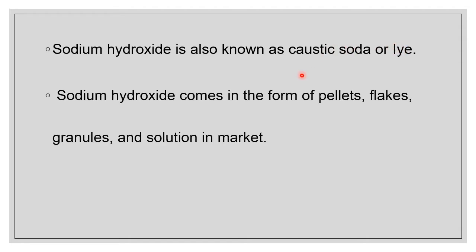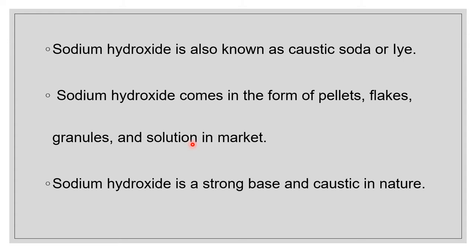Sodium hydroxide comes in the form of pellets, like a bar shape, or flakes like our corn flakes, you have seen that shape, or granules, small drops, and in terms of solution also in the market. So it is available in different forms in the market. Whichever form you want, you can purchase it.